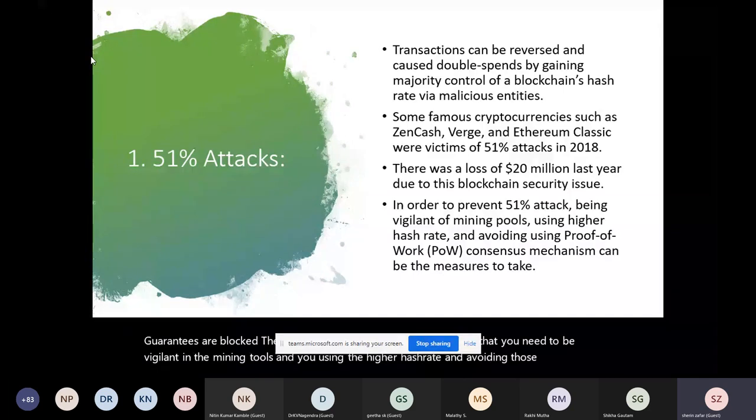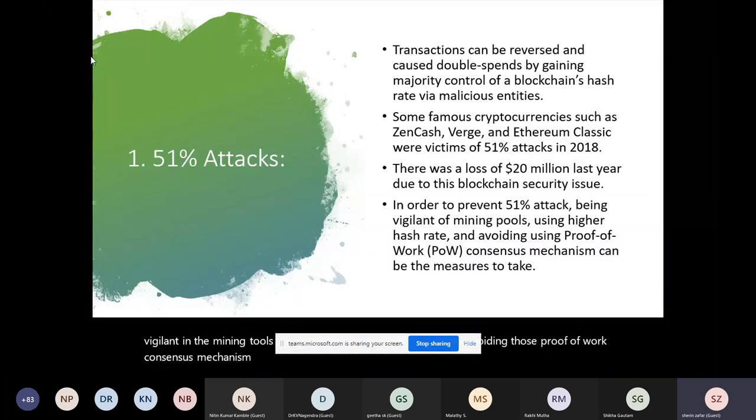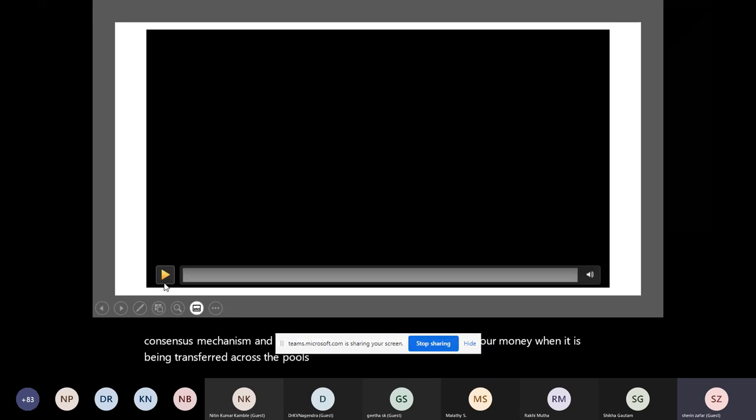And you need to be more vigilant in terms of your money when it is being transferred across the pools. So again, there was an issue, and this is talked about in this particular video.